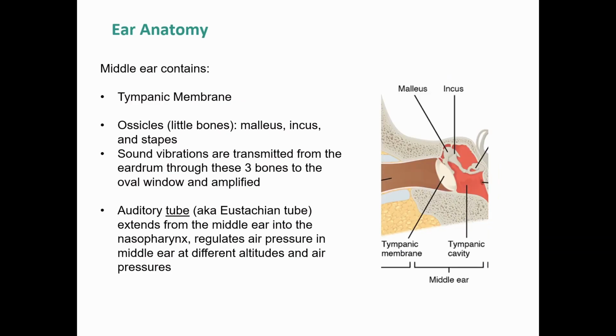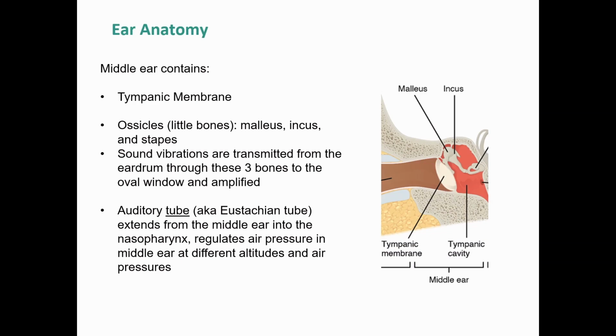Moving into the middle ear, we get to the tympanic membrane, also called the eardrum. I will use the term tympanic membrane just so that we keep it consistent. And then right next to that tympanic membrane, we have the ossicles, or the little bones. There are 3 of them, and in their order they go the malleus, the incus, and the stapes. The malleus, the incus, and the stapes are going to basically take the sound vibrations from the tympanic membrane.